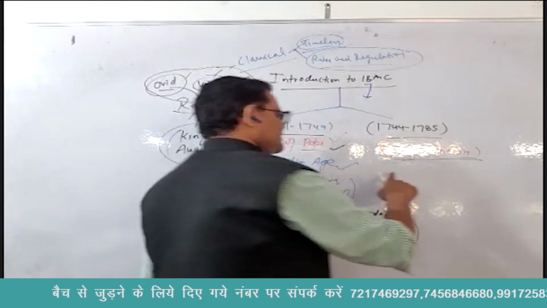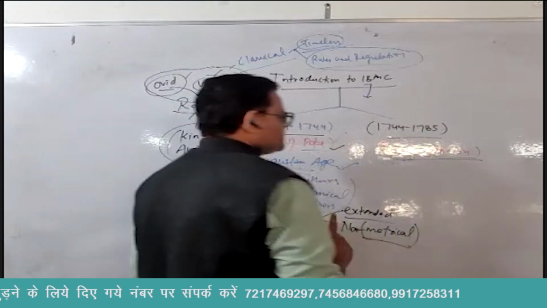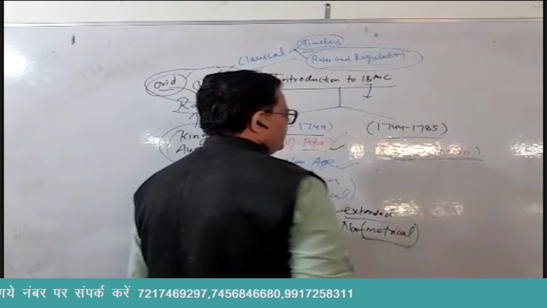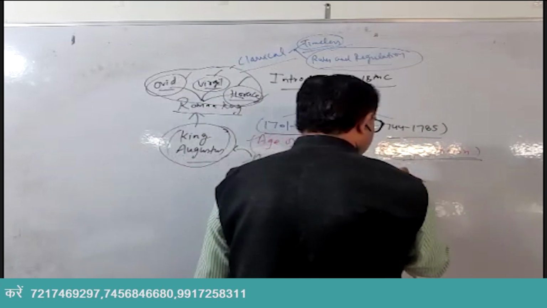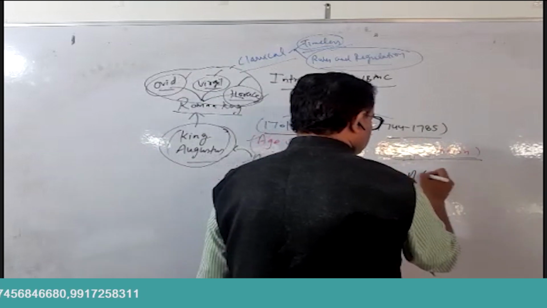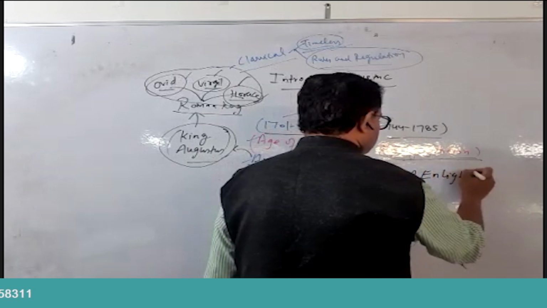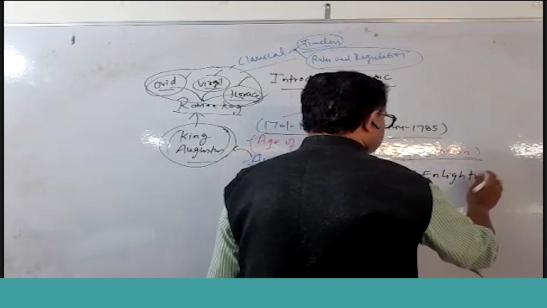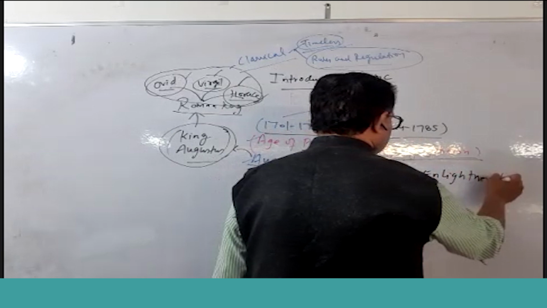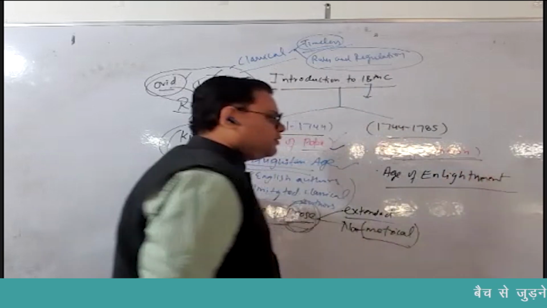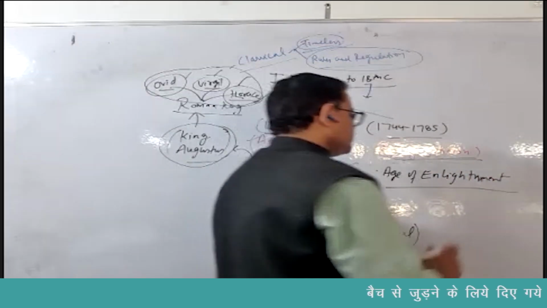So, I said the age of Johnson. The second name of this age is the age of Enlightenment. Enlightenment is going to be the most happening word in the second half, or was the most happening word of the second half, enlightenment.